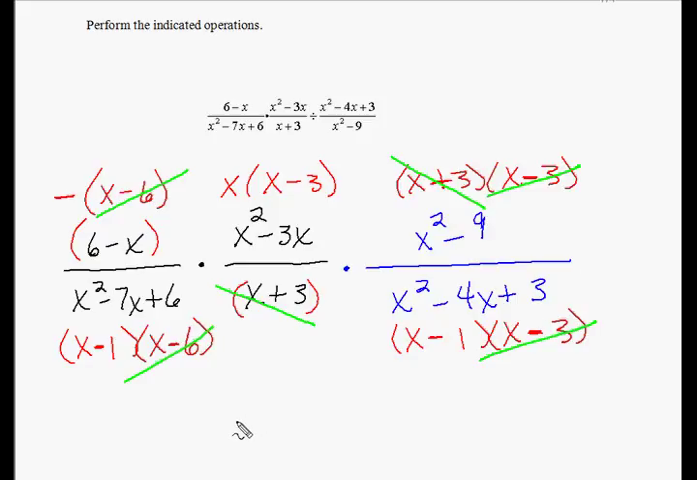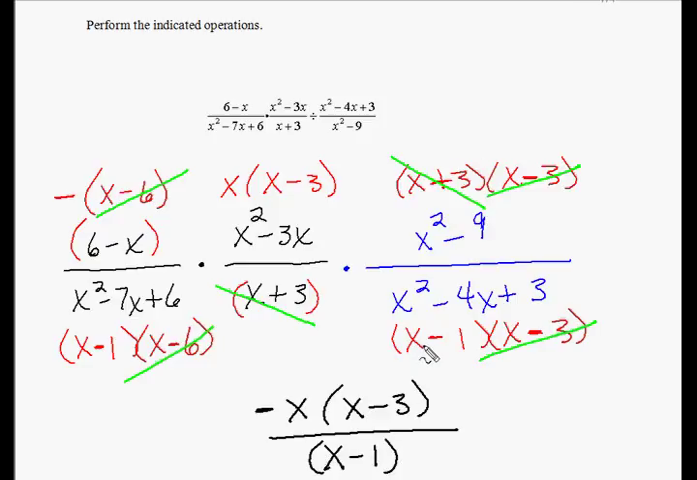So let's write our answer so it's nice and clean and easy to read. We have a negative sign. We have an x followed by parentheses, x minus 3. And in the denominator, we have an x minus 1, but we have that twice. So I'm just going to put a little 2 here, save myself a little bit of ink, and there you have it.